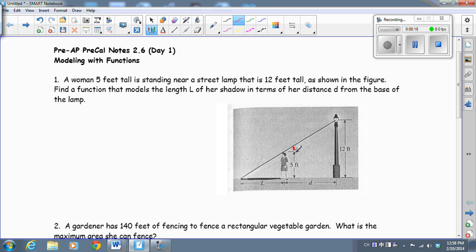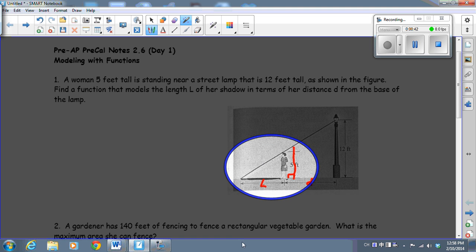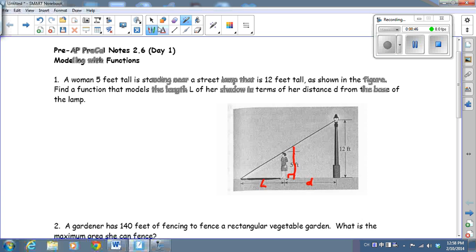Now, it seems like this distance is 5 feet, and it's giving me a right angle here. Find the function that models the length L of her shadow, and here's L, in terms of the distance D from the base, and D is here. The first thing I would do is stick myself in the small triangle, this triangle, if I'm trying to look for, let's say, the angle here.